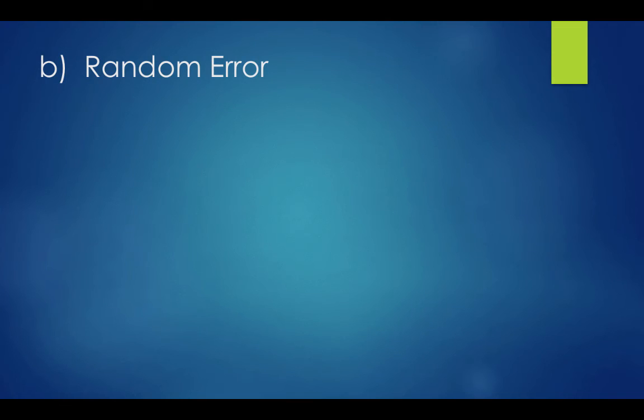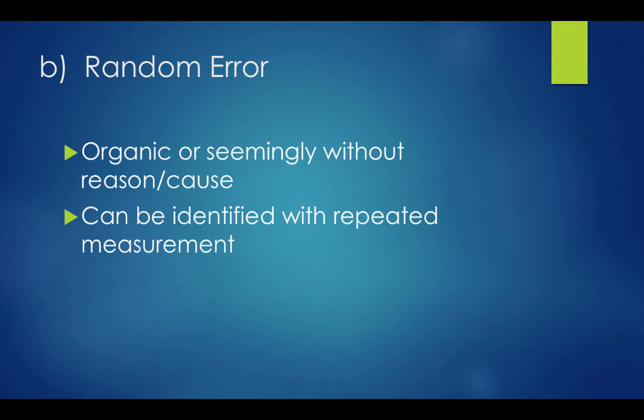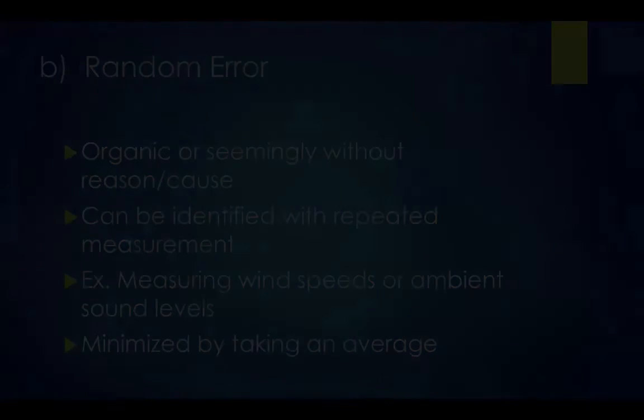Random error is a mistake in a measurement that seems to occur without reason or cause. Random error may be detected with repeated measurements, where using the same equipment and making the same measurements, you find yourself with different results each time. Examples of this are measuring wind speed or ambient sound levels. Using the same equipment to make multiple measurements in a short period of time will produce different results each time. This can be minimized by taking the average of those measurements.